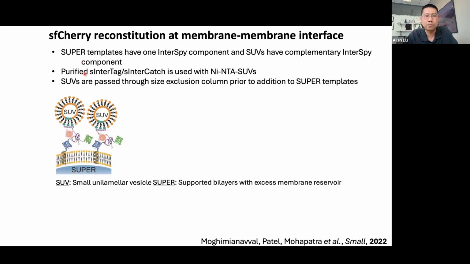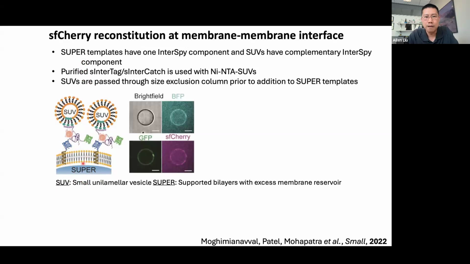For this experiment, we use purified protein that can bind to the SUV, and then in the supported template, we use mammalian cell expression to incorporate the other component. So hopefully you can see that the supported template is on essentially a glass bead, and you can see that the BAP is there, the GAP is there, and then you also very nicely see the SF Cherry, suggesting that the two complements of the InterSpy are there in order to reconstitute SF Cherry.